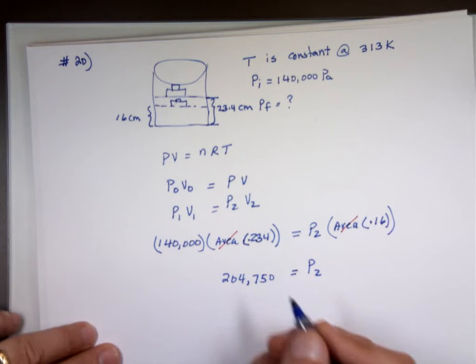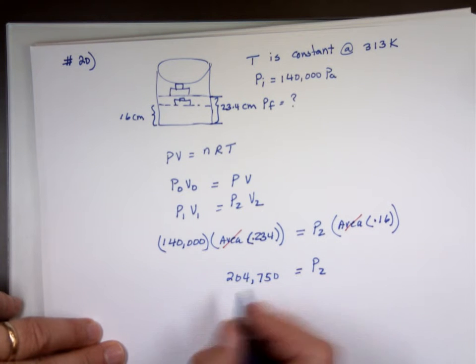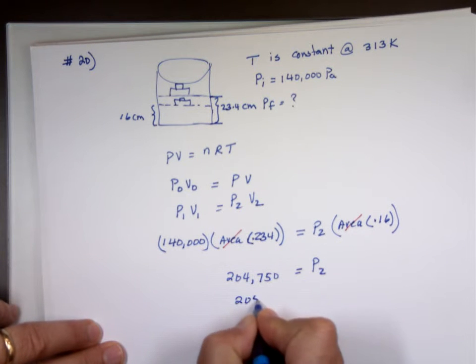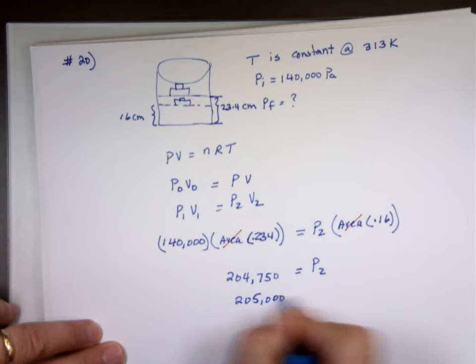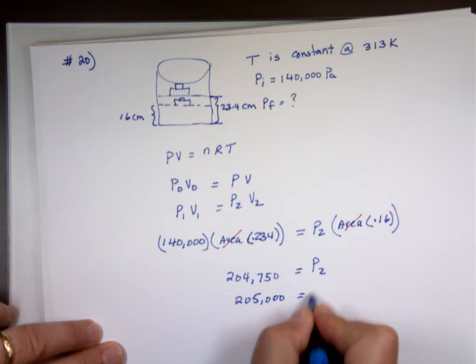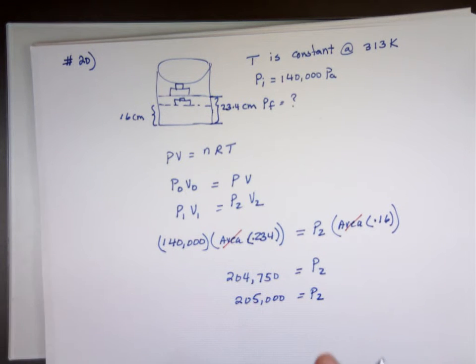I'm seeing all the numbers to be 3 significant digits. That's what, 205? The volume decreased, the pressure better increase. 205,000.